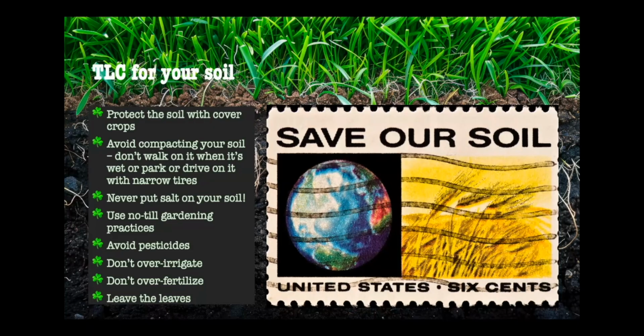Compaction is really bad because if you think back to our original slide where we had the spaces where you had the water and the air, what happens if your soil is compacted? What happens to those spaces? Yeah, there's less of them, so that's less opportunity for water and less opportunity for air and less opportunity for the roots to grow because they can't grow through really compacted soil. So we're going to talk about how to prevent compacting your soil.